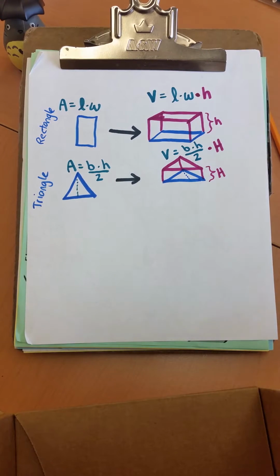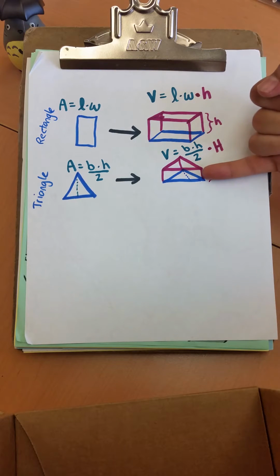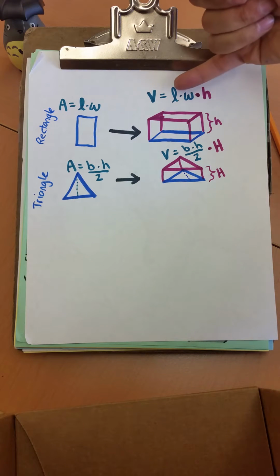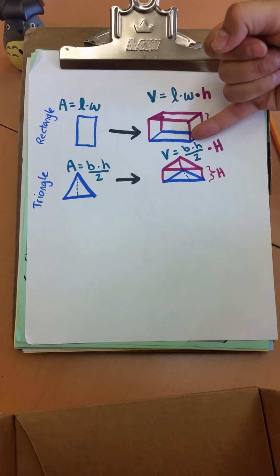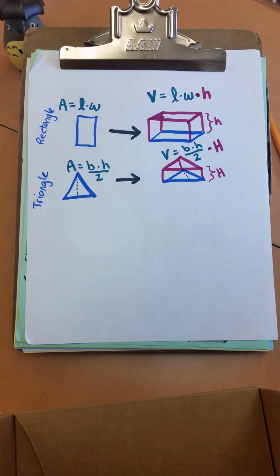So the pattern is, to find the volume of any prism, we just find the area of the bottom shape and times it by height.